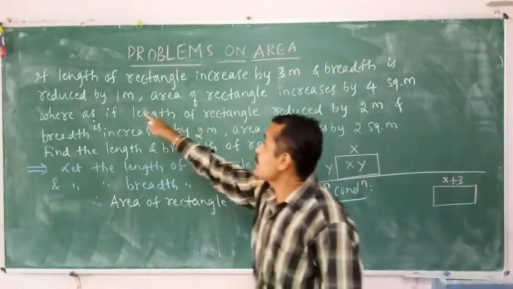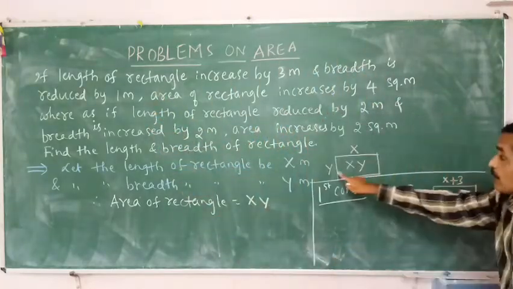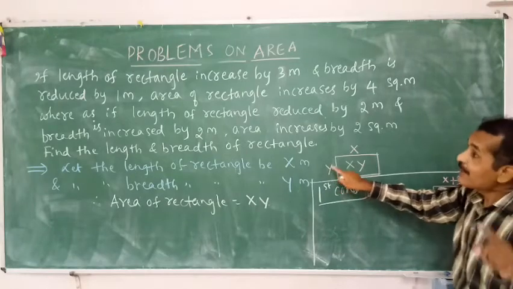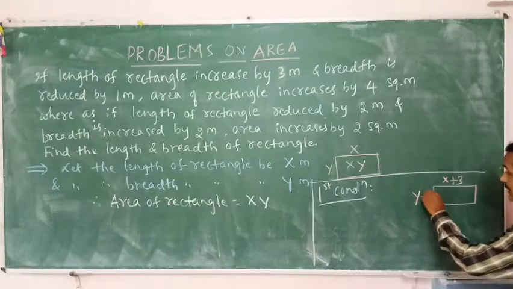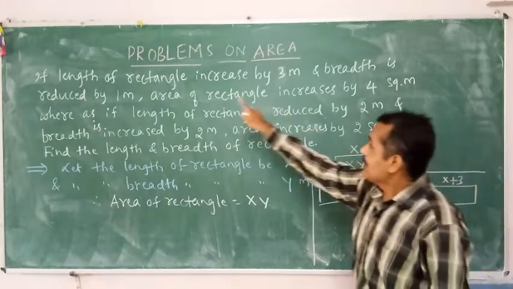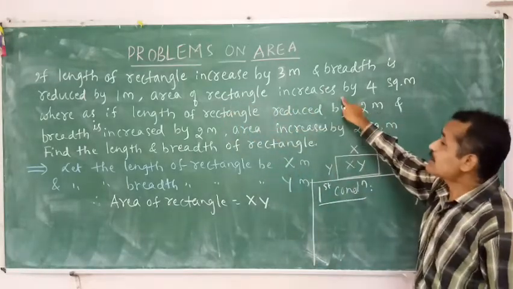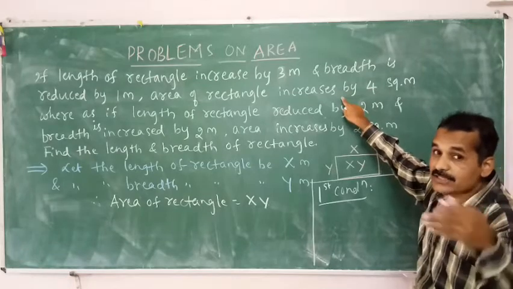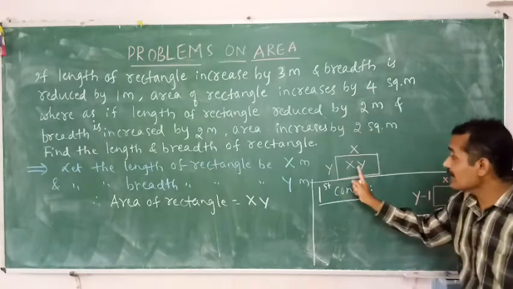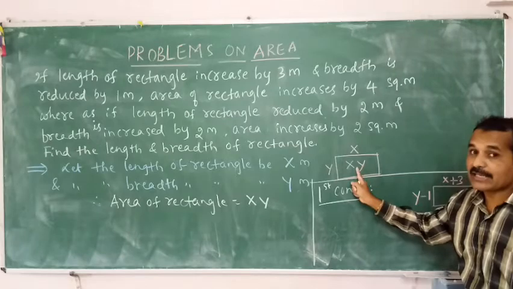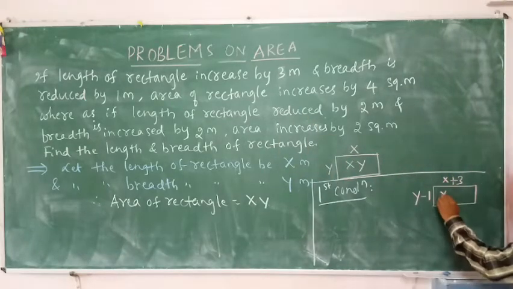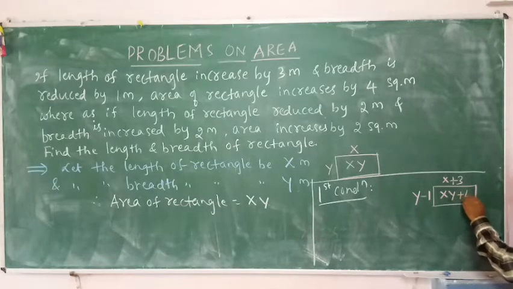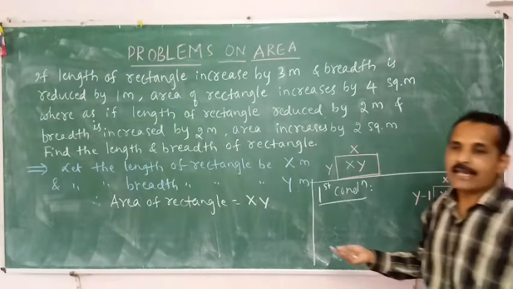Breadth is reduced by 1 meter. What is the original breadth? y. From that, reduced by 1 meter, I will write y minus 1. Area of the rectangle increases by 4. What is the original? xy is the original area. From there it is increased by 4, so I will write xy plus 4. See, that helps you a lot.